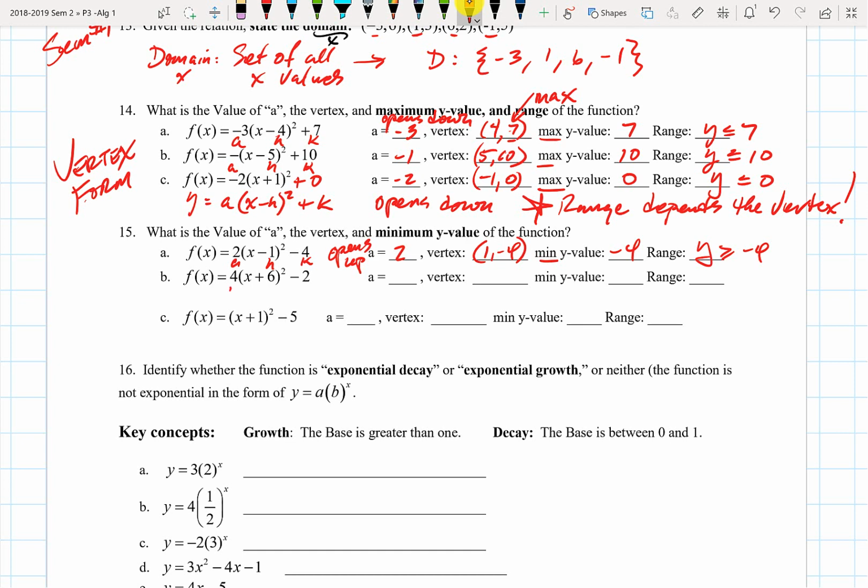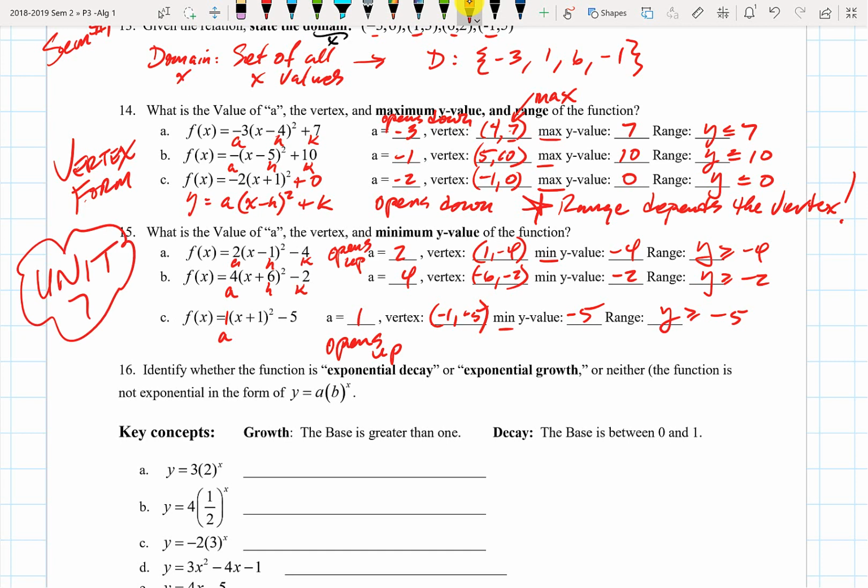And the second one, a is 4. The vertex is (-6, -2). Then the minimum y value is -2, so the range is greater than or equal to -2. In this case, a is 1, still opens up, so the vertex is (-1, -5). The minimum y value is -5, so the range is greater than or equal to -5. These are all basics, and this is all Unit 7. You can take out your notes and review that because I did go over all this material.